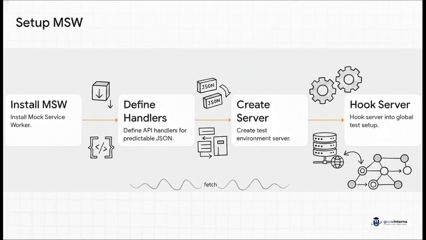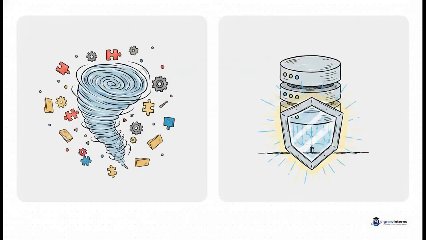To get it running, you install MSW, and then you define your API handlers. These dictate exactly what JSON your fake backend is going to spit out for specific routes. Next, you create a server for your test environment. And finally, you hook that server right into your global test setup. Once you do that, any fetch call your front end makes gets instantly intercepted by MSW. And trust me, this is a massive upgrade.